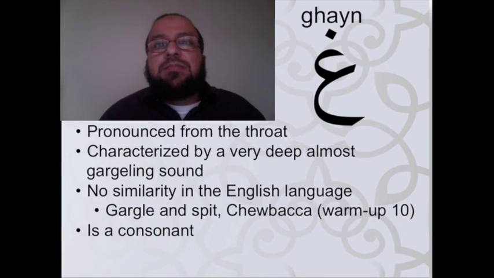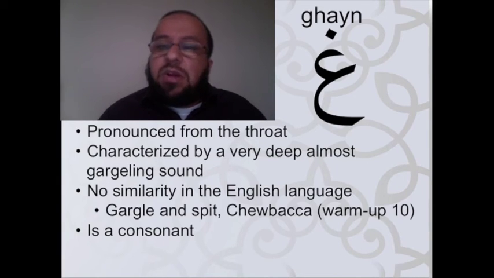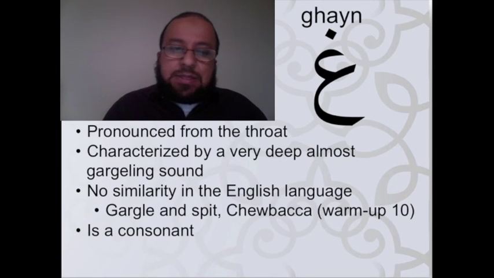Ghain. Could be close to GH, but I don't think so. I'm not going to put that on the self-test because I don't think GH is close. But it has no similarity in the English language. And the gargle and spit Chewbacca warm-up, which is warm-up number 10, is going to help you with this letter, which is the letter Ghain. Ghain. And the letter Ghain again is a consonant.